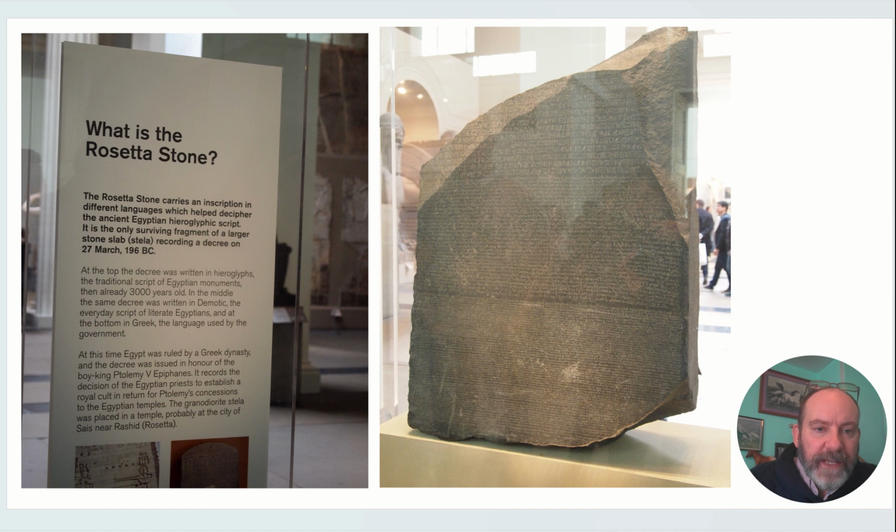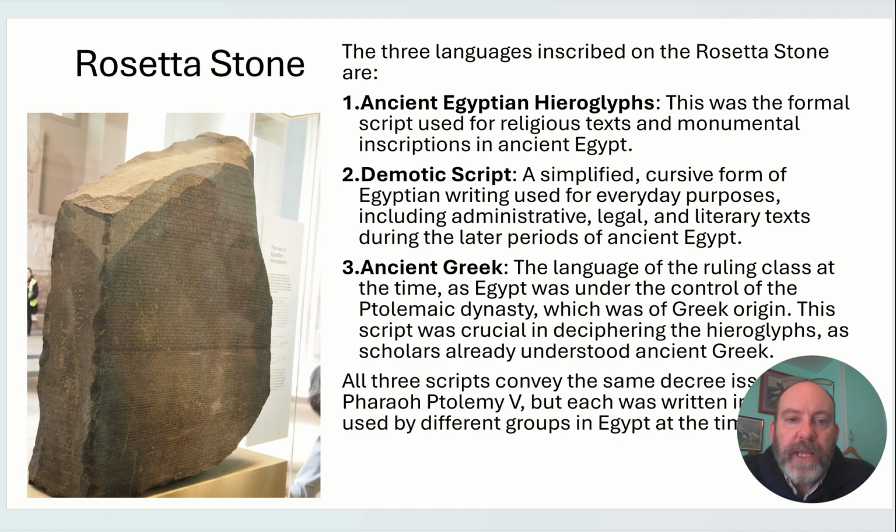Here it is with their sign in the British Museum. So, the importance of the Rosetta Stone: because it has 3 languages, it provides specific opportunities. It has Egyptian hieroglyphs, a formal script used for religious texts. It has Demotic, which is like a simplified cursive form of Egyptian writing. And it had ancient Greek, which we understood. So using ancient Greek, we could back into the Demotic and ancient hieroglyph languages. It's because of the Rosetta Stone that we're now able to understand and translate those languages.